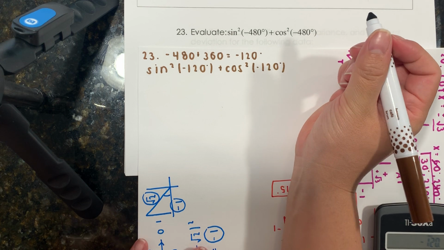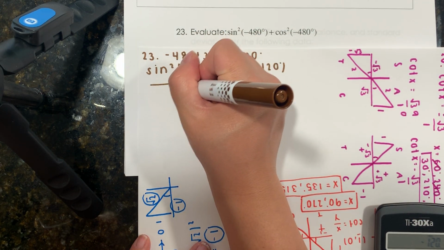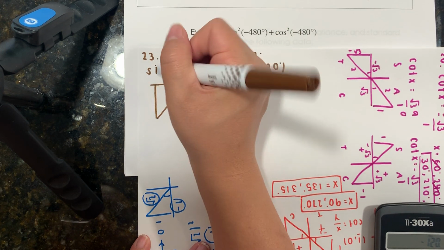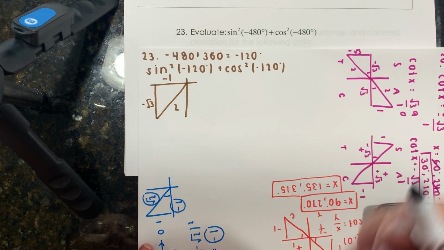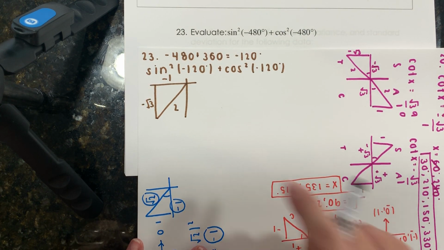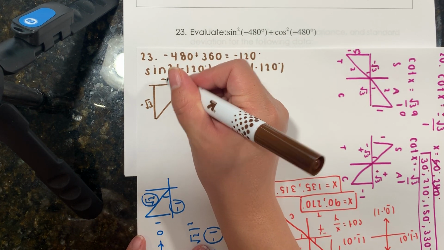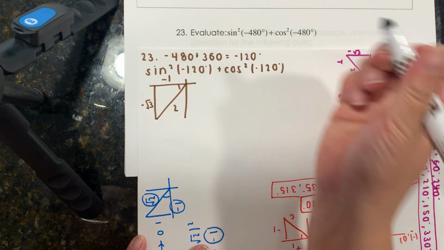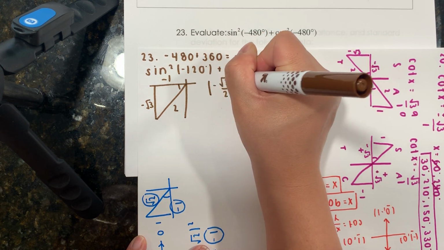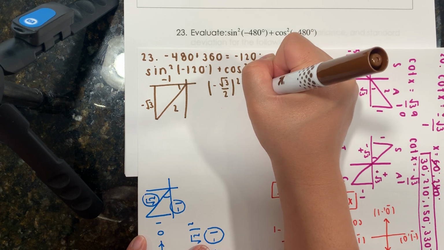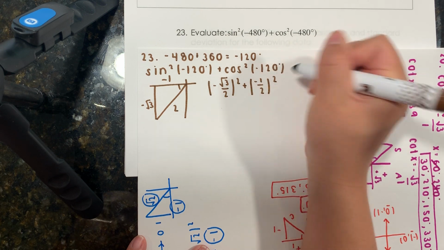Now negative 120 degrees is going to be in quadrant 3. The 60-degree reference angle, so the adjacent would be negative 1, the opposite negative root 3, the hypotenuse 2. So the sine of this triangle is going to be opposite over hypotenuse, so that would be negative root 3 over 2, but we'd square it, plus cosine, which is adjacent over hypotenuse, so negative 1/2 squared.